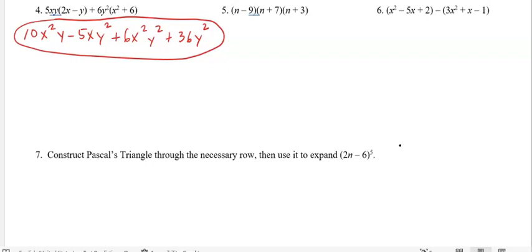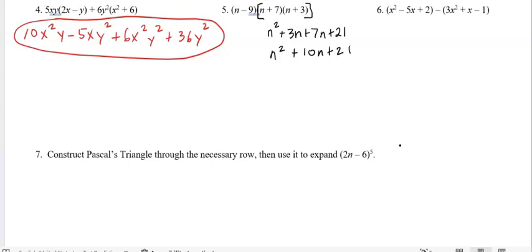All right, let's take a look at number 5. For number 5, I'm going to group together these two binomials, and I'm going to multiply those together using FOIL. All right, so first would be n times n, which is n squared. Outside would be 3 times n. Inside would be 7 times n, and then the last would be 7 times 3. And then I can combine these like terms in the middle, and that becomes n squared plus 10n plus 21.